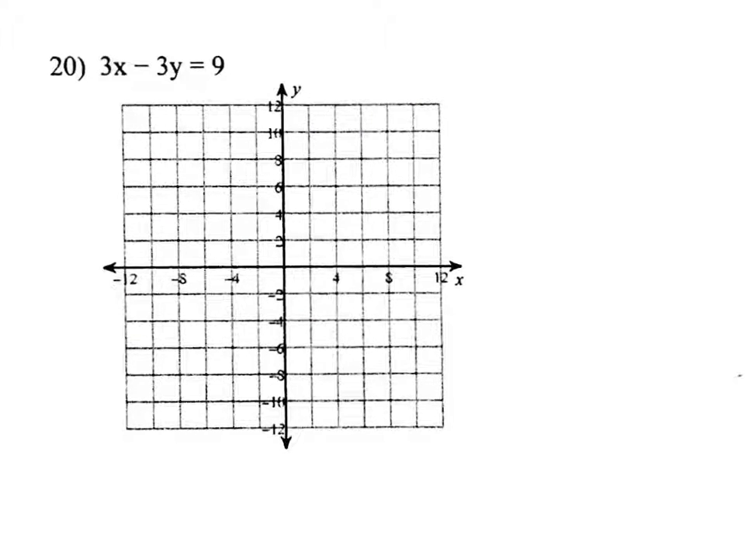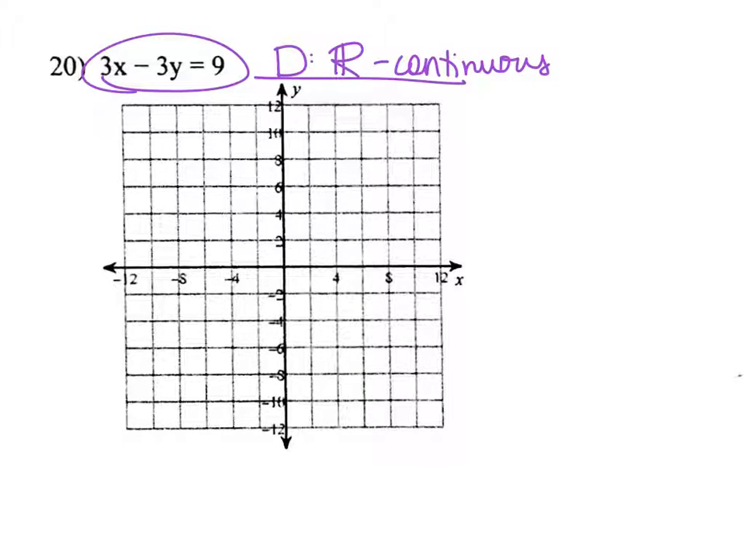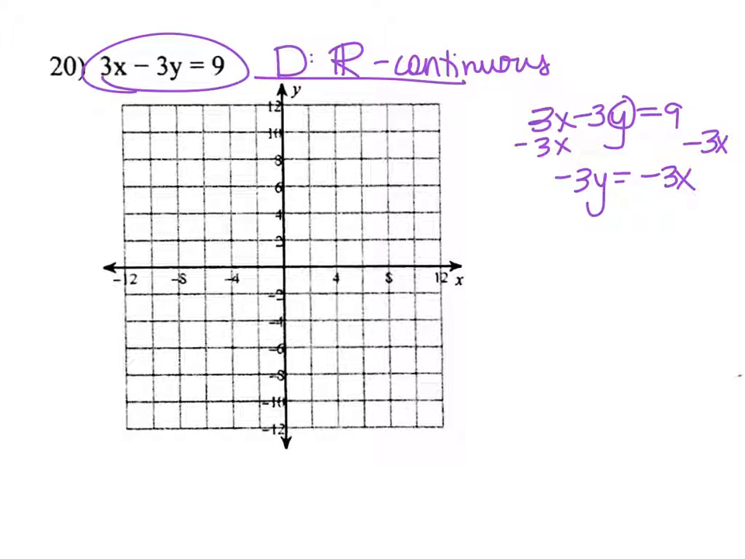All right, two things to notice about question 20. One is that they don't give me a domain, which means my domain is all real numbers, and that I'm going to have a continuous graph. Also, you may notice that y is not by itself, so I've got to fix that first just to make it easier on myself. 3x minus 3y equals 9. I'm trying to isolate y, so I'm going to move 3x to the other side. Negative 3y equals negative 3x plus 9. Divide by negative 3, so y is going to be x minus 3.